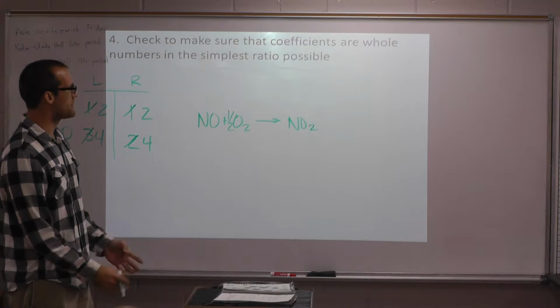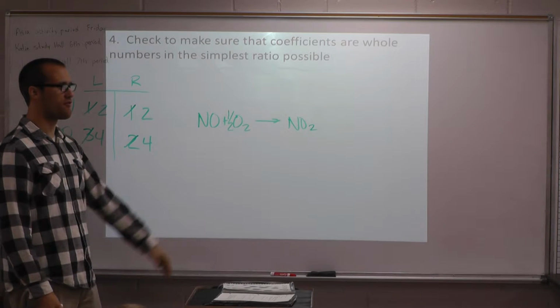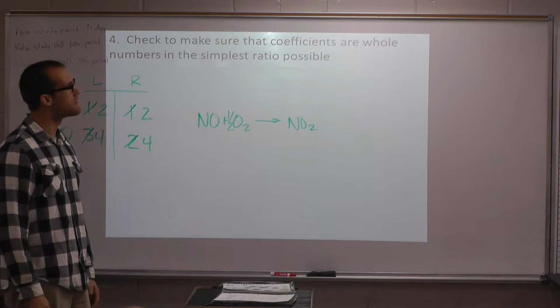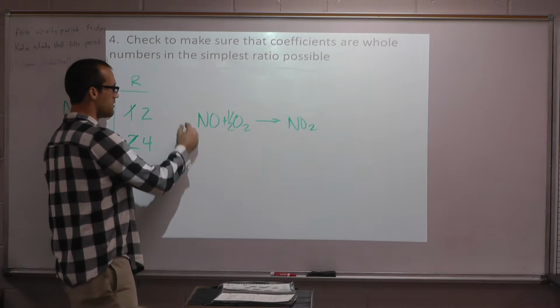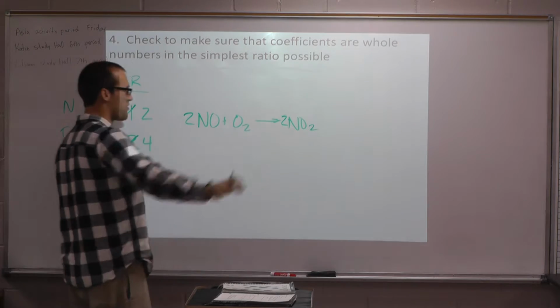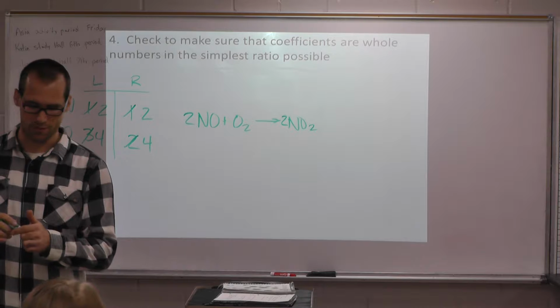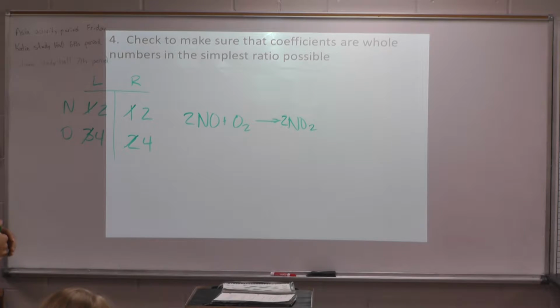So if you come across something like this, multiply everything by a number that would get rid of your fraction. So what would that be? 2. That becomes a 1. That becomes a 2. I don't think you have to worry about that. Just showing you guys that that could be something that you'll run into at a later time.